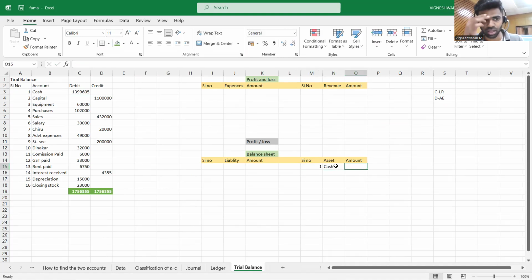So cash, the amount is 13,99,605. Then the second one, capital. Of course, capital is a liability.